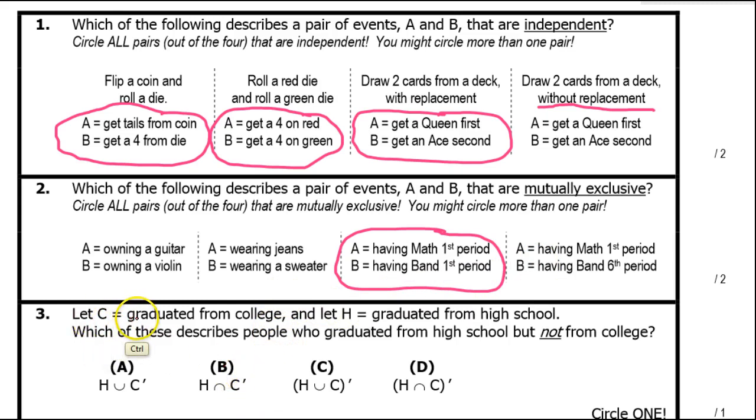Let C equal the event graduated from college. Let H be graduated from high school. Which of these describes people who graduated from high school but not from college? Okay, first of all, this "but" is a hidden "and." All right, we're really describing 2 things that are both happening. They're graduating from high school, and at the same time, they did not graduate from college. So this is another way of saying and. So we need graduating from high school, but not college. So this is what I'm looking for, and that is option A. Whoops, that's or. Let me try that again. I meant this is what I'm looking for.